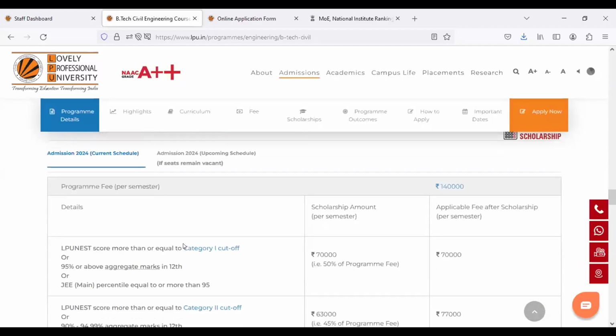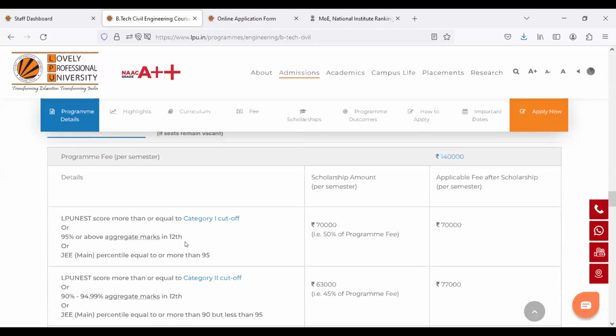In a similar way, furthermore, we are offering various types of scholarship categories. Suppose on the basis of your 12th class you got 95% or more marks, then you can get a 50% scholarship benefit. That means with the 50% scholarship benefit, your fee will be 70,000 rupees per semester. The fee without scholarship is 1,40,000 rupees, but as you got 95% or more in 12th, you will get the 50% scholarship benefit. Likewise, if you got a JEE percentile of more than 95, then also you get the same 50% scholarship benefit.